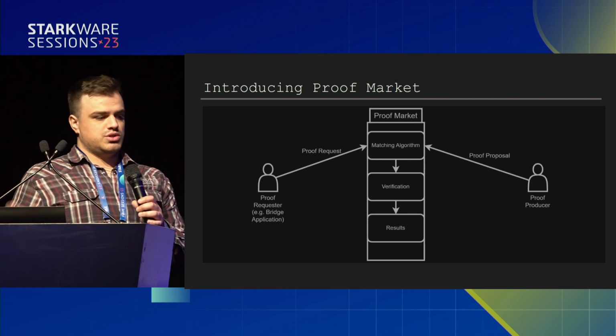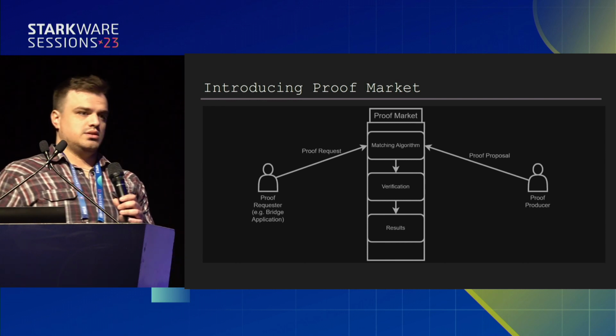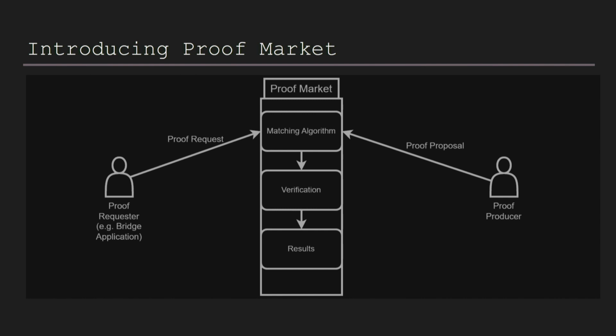The basic workflow includes two roles, proof requester and proof producer. The proof requester wants to delegate the proof generation process. For example, a zkBridge application may act as a proof requester. And as I said, the proof producer is a professional proof generation hardware and software operator.